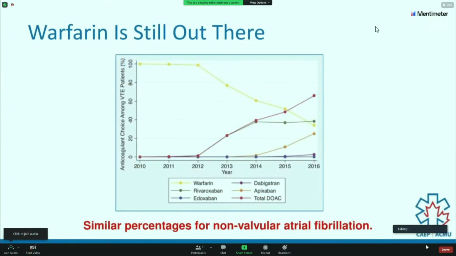This indicates that the use of warfarin has definitely decreased over the years, but it is not completely gone. So we still need to be aware and be comfortable with managing the bleeding complications on warfarin, because there are many scenarios where warfarin is still a mainstay of treatment and preferred over a direct oral anticoagulant agent, such as in mechanical heart valves, in antiphospholipid antibodies, and renal failure.